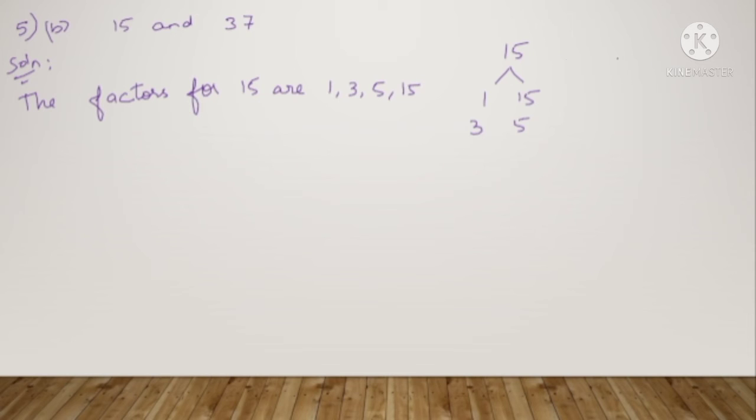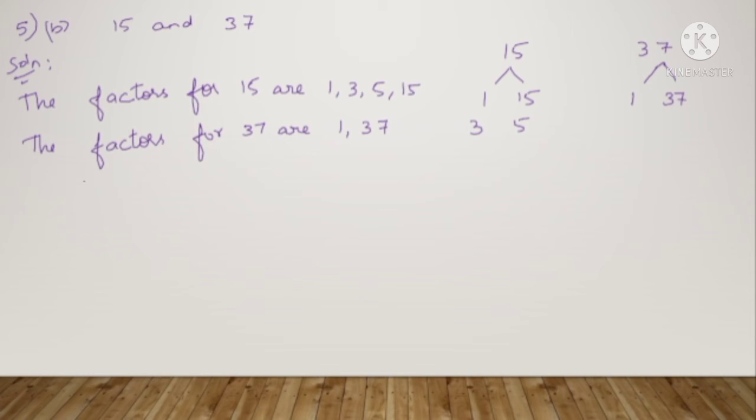Now we have to write the factors for 37. Actually 37 is a prime number. So what do you mean by prime number? A number that is divisible only by 1 and the number itself is called a prime number. Since 37 is a prime number, the factors for 37 will be 1 and 37 alone. So the factors for 37 are 1 and 37.